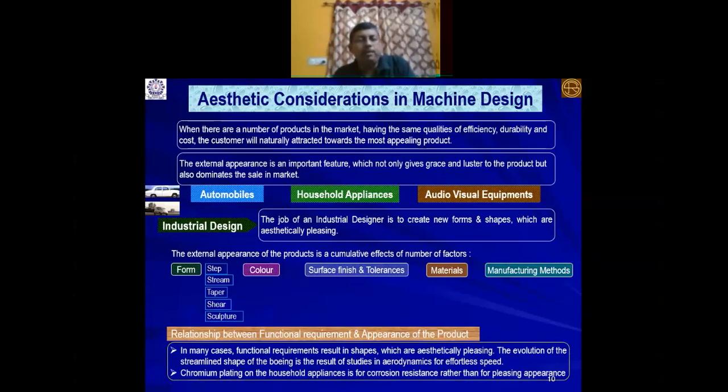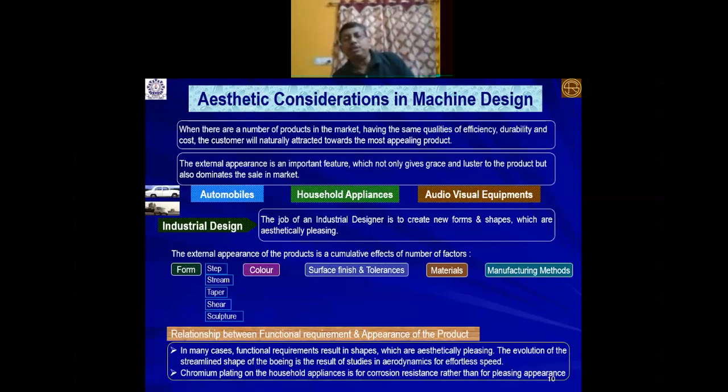So aesthetic is very important for any product. So whether it is the car, whether it is the two-wheeler, whether it is any sort of electronics gadget which is used in your home or any household appliances, aesthetic is very important nowadays because, as you already know.